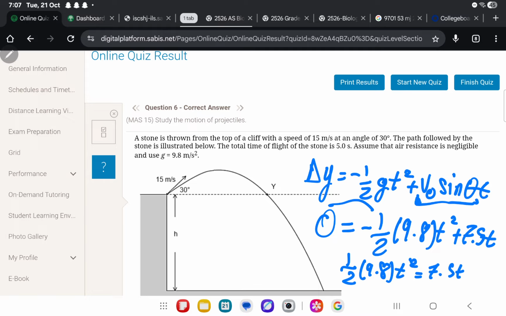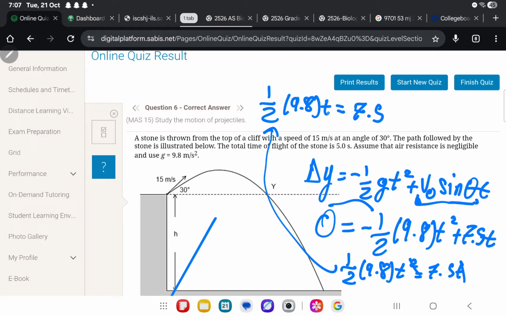Right? Cancel t with t, t squared with t, and you'll get half of 9.8 times t is equal to 7.5. Alright, so now you're gonna divide 7.5 by half of 9.8. You're gonna get t is equal to 7.5 over 0.5 times 9.8. Okay, this gives you 1.5 seconds on the calculator. So it's basic algebra. You're just rearranging the equation and taking it to the other side. You should know how to do this, and you'll get 1.5 very easily.